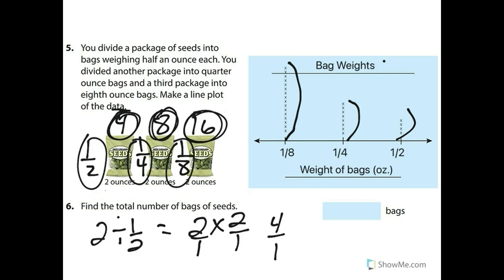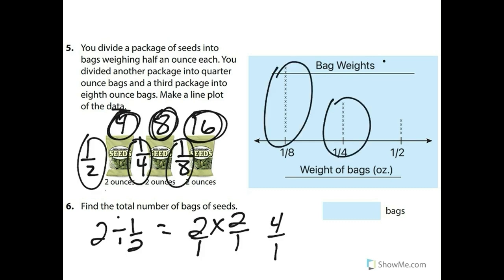Alright, so find the total number of bags of seeds. The total number, we can either count those up, count all those x's up, right? Count all these x's up. We can just add these right here too. So we get 16, 8, and 4. So 16 plus 8 is 24. 24 plus 4 is 28. So there were 28 bags total.